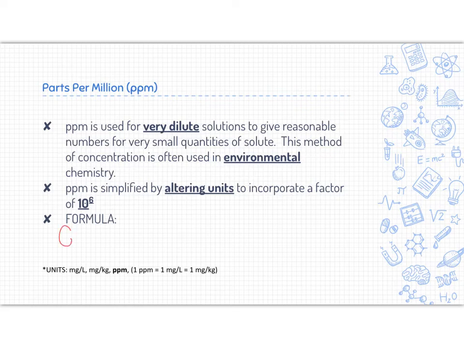Parts per million, the formula is C. Now, to distinguish it from molar concentration, we just put a little subscript that says ppm. Okay, there was no subscript on the first one, so we have to subscript everything else. So concentration in parts per million is equal to the mass of the solute divided by the mass of the solution, and these are both in grams, times 10 to the 6.